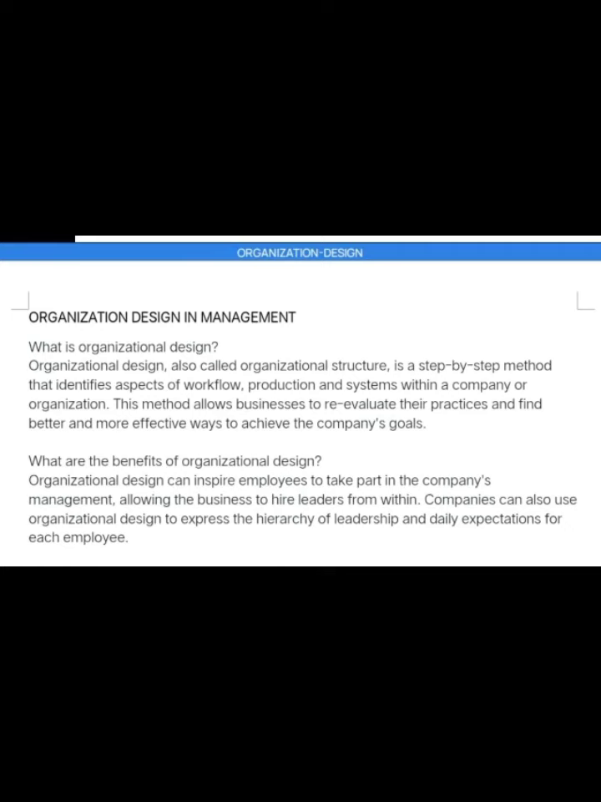What are the benefits of organizational design? Organizational design can inspire employees to take part in the company's management, allowing the business to hire leaders from within. Companies can also use organizational design to express the hierarchy of leadership and daily expectations from each employee.